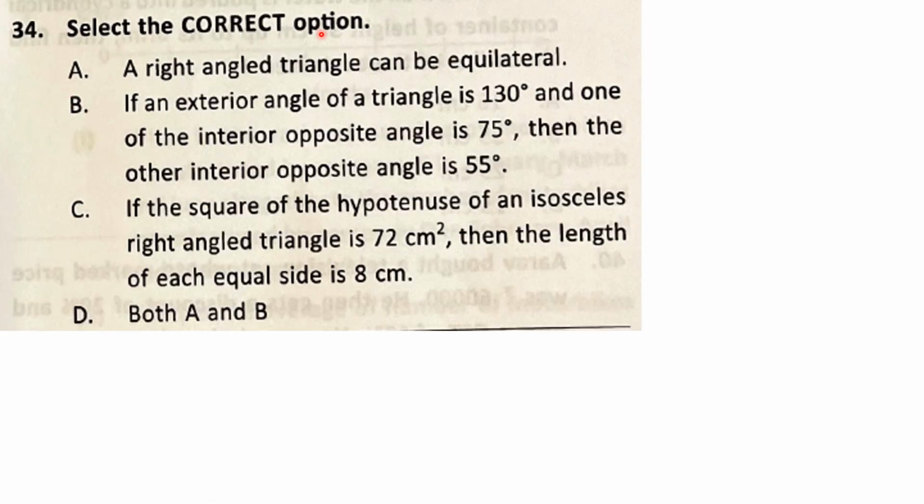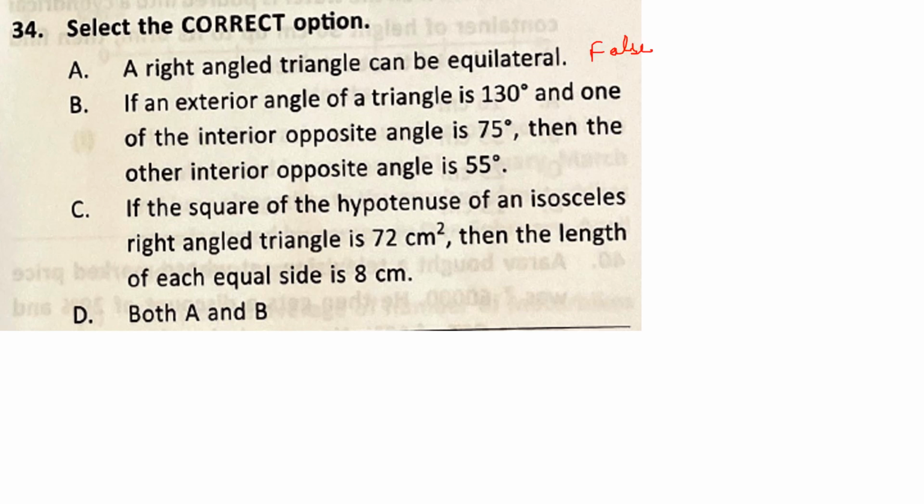Question number 34. Select the correct option. First one, a right angle triangle can be equilateral. First of all, we know that in an equilateral triangle, all the three angles are 60 degrees. So a right angle is not possible. So from the first statement, we can say this is false.